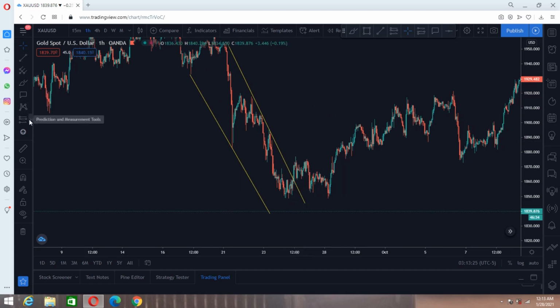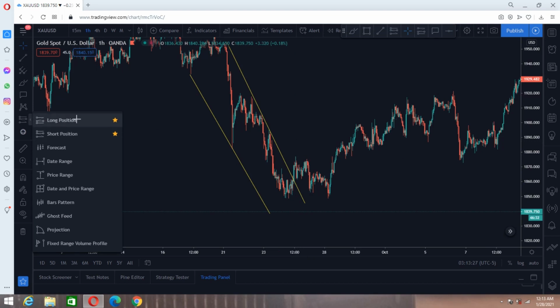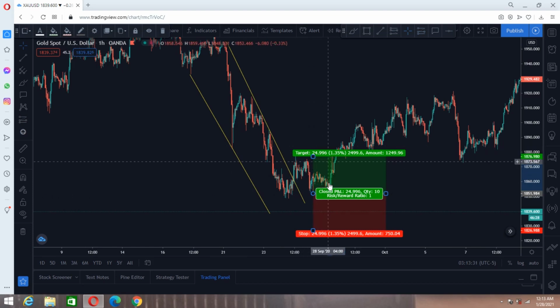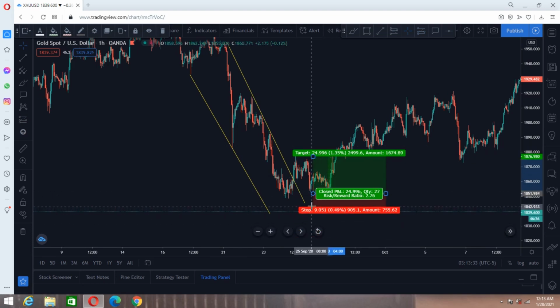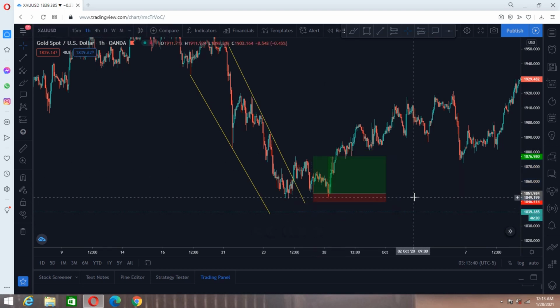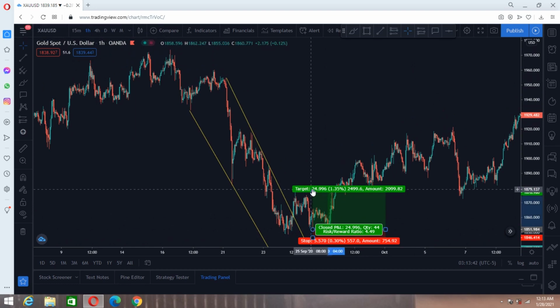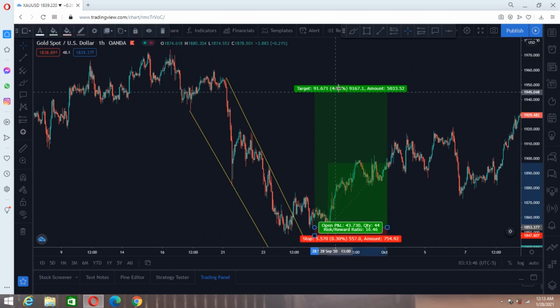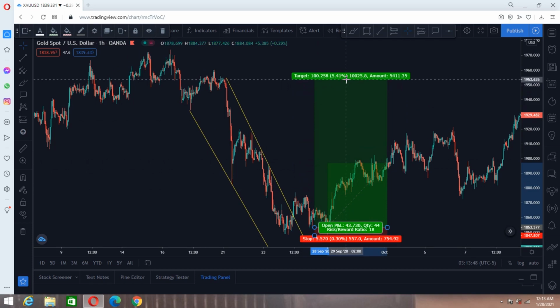My stop loss is going to be here. I sometimes have a big stop loss. It's going to be here. Then my target, obviously, it's going to be here. So as you can see, the risk ratio is 1:18. You can see the risk ratio is 1:18, and obviously it moves.